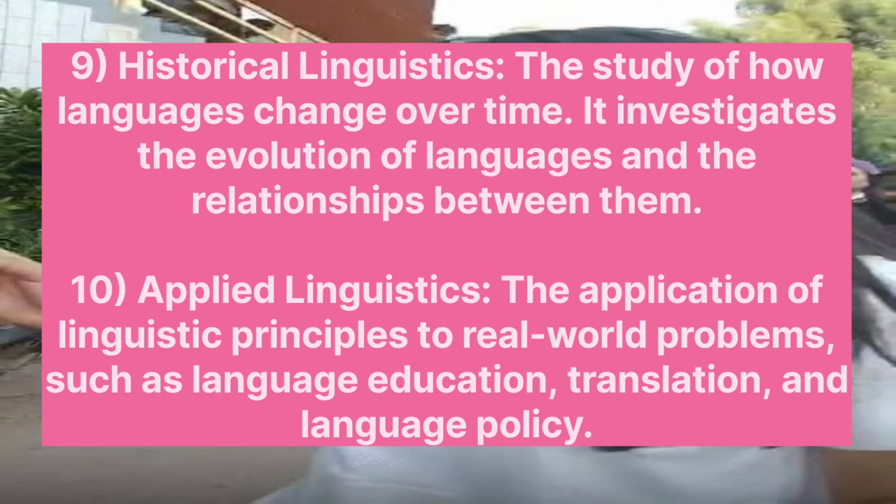Then we have the ninth type, historical linguistics, the study of how languages change over time. It investigates the evolution of languages and the relationship between them. By the name you can guess that it's about history, historical languages. Then applied linguistics, the application of linguistic principles to real world problems such as language education, translation and language policy. It's all about theories like the behaviorist theory and mentalist theory. So these are the category of applied linguistics, or the direct way to speak to anyone. The same way there are many methods, like the audiolingual method, grammatical method, direct method. So these are studied in the category of applied linguistics.